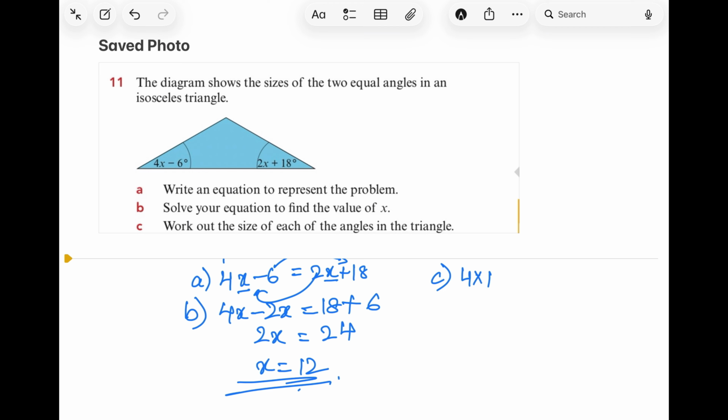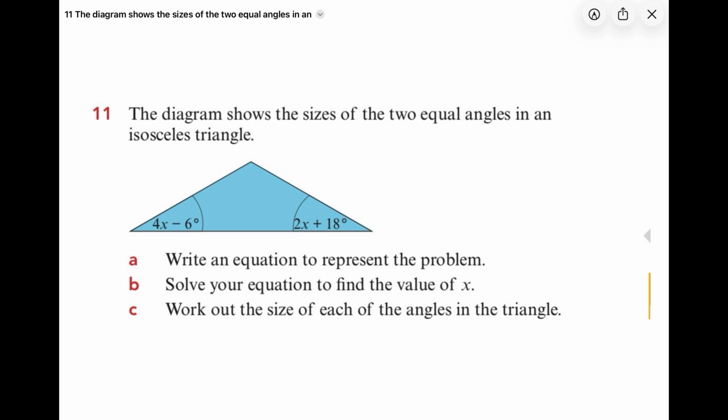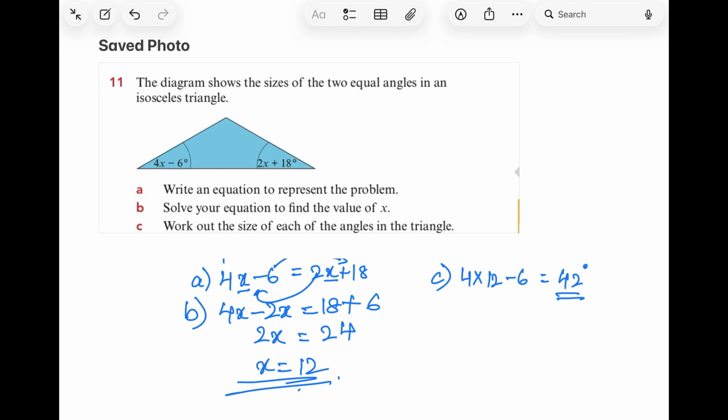So 4 into 12 minus 6. So 12 fours are 48, minus 6 will be 42. So we got this one angle as 42, right? So if one angle is 42, the other is also 42 at the base. So 42 and 42. What will be the third angle?